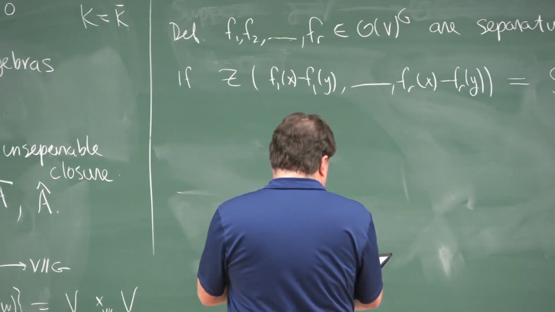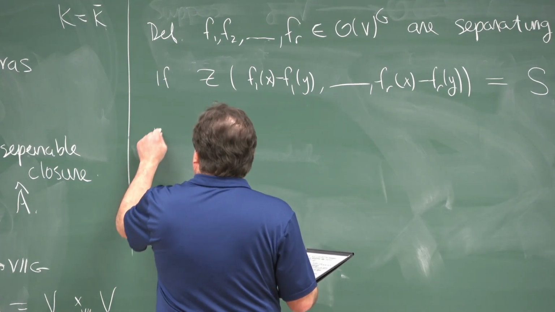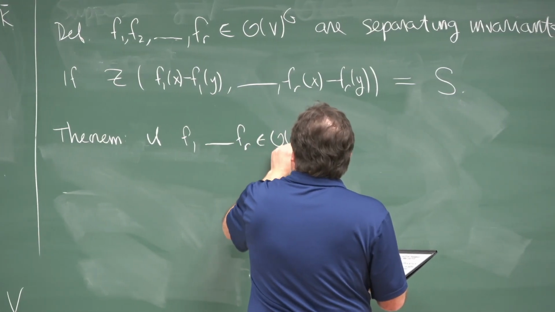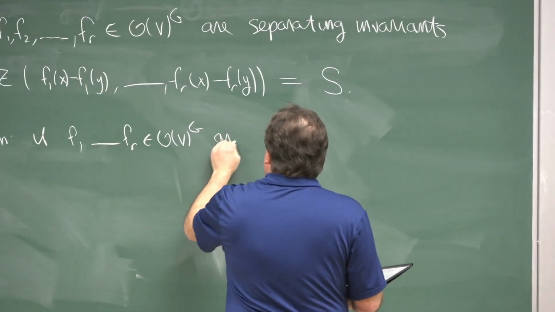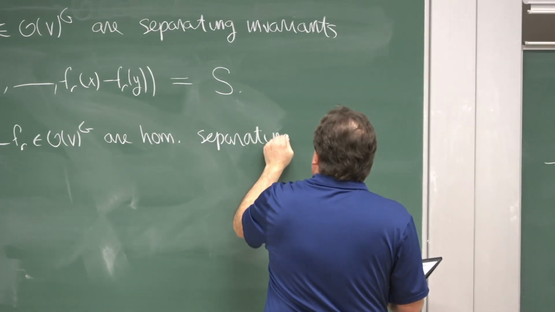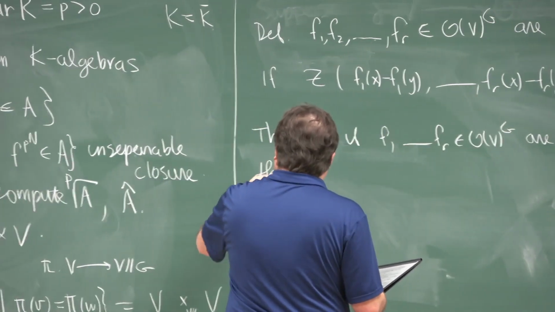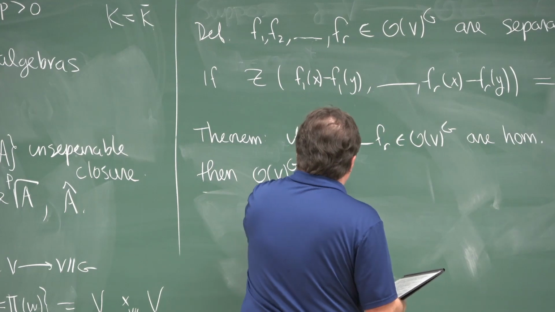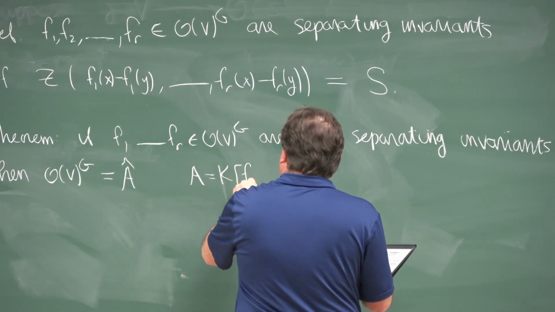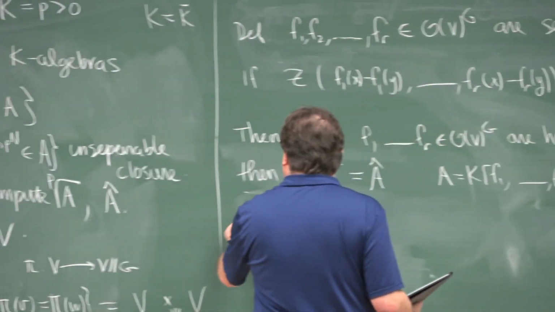And so in that situation, we basically have the following result: if F1 up to Fr are homogeneous separating invariants, then the invariant ring is the inseparable closure of A, where A is the algebra generated by F1 up to Fr. Okay. So basically, this is an algorithm due to Kemper.